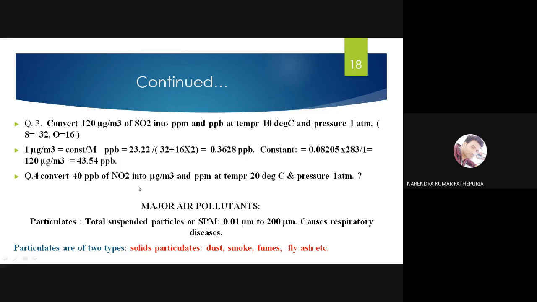Similarly, convert 40 ppb of nitrogen dioxide into microgram per cubic meter and ppm at a temperature of 20 degrees Celsius and a pressure of 1 atmosphere. These are the things that you can do.